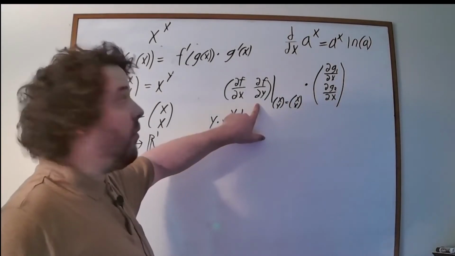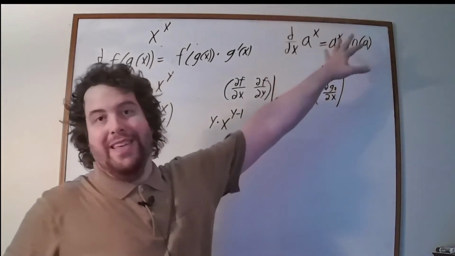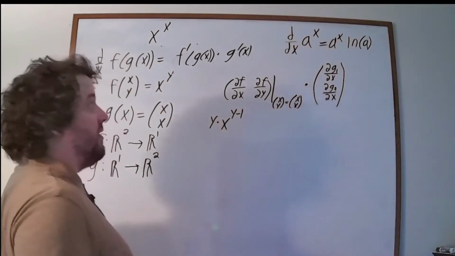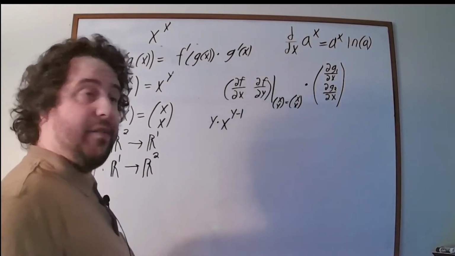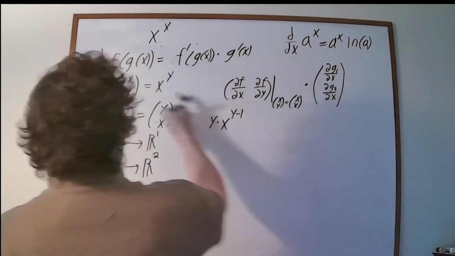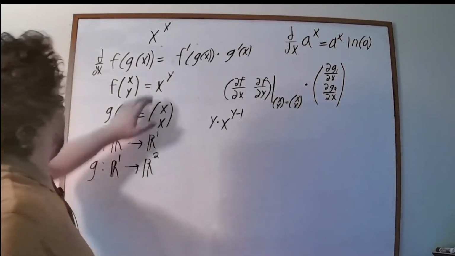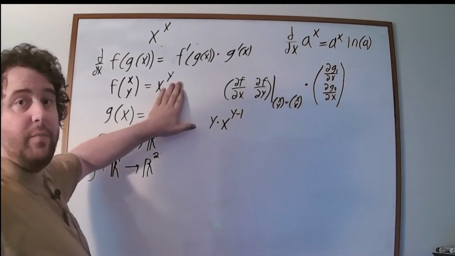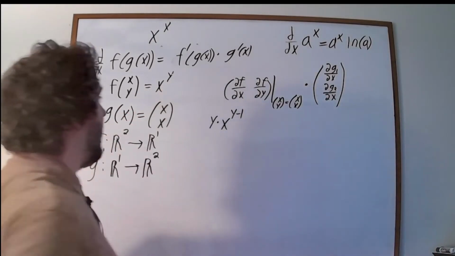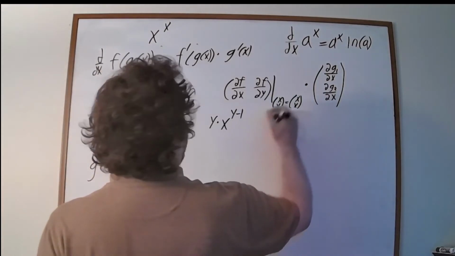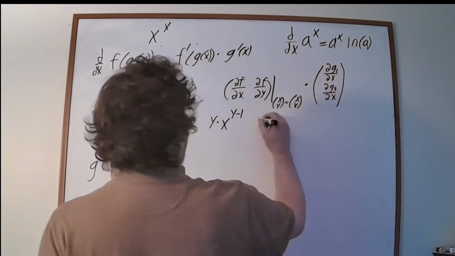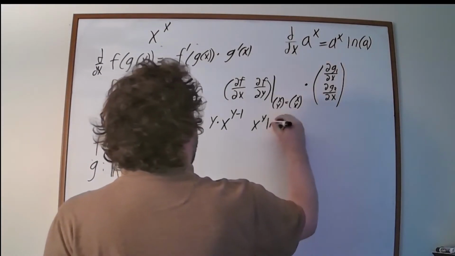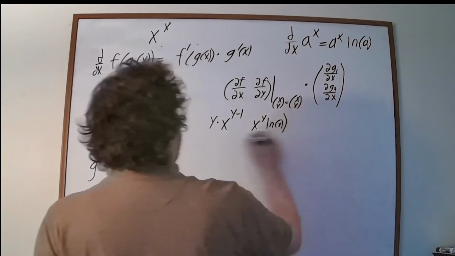Partial f partial y, again we have to use this other power rule, the rule for taking the derivative of exponential functions. So we're taking the derivative of this, treating x as a constant, taking the partial derivative with respect to y. That's going to give us, according to this rule, x to the y times ln of x.